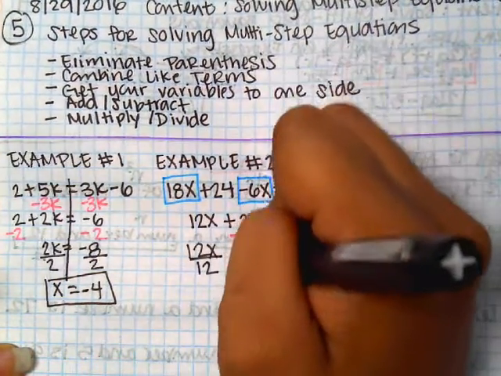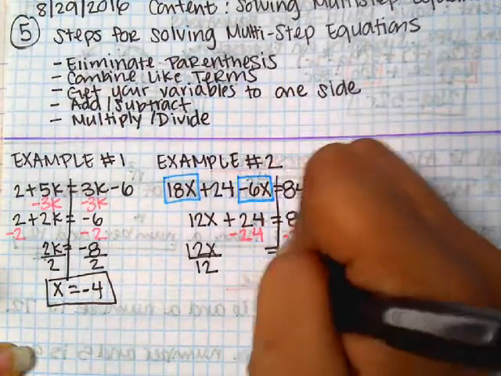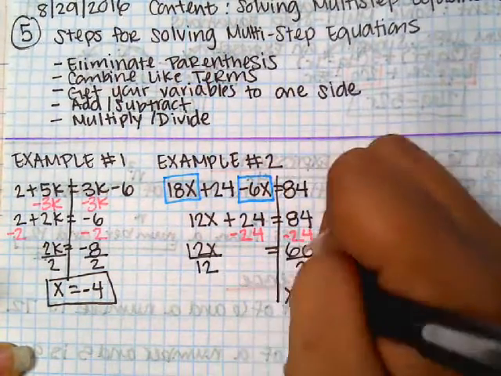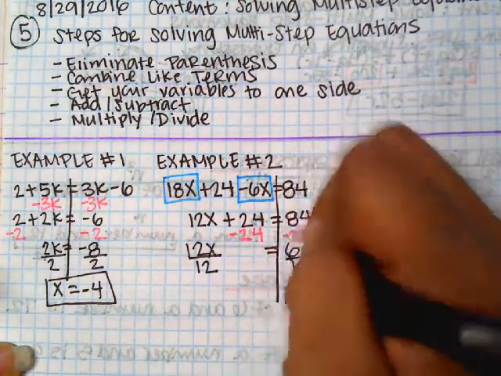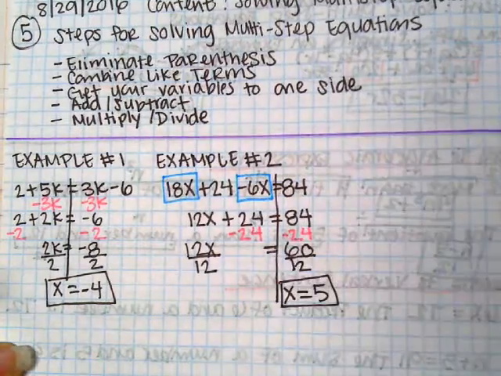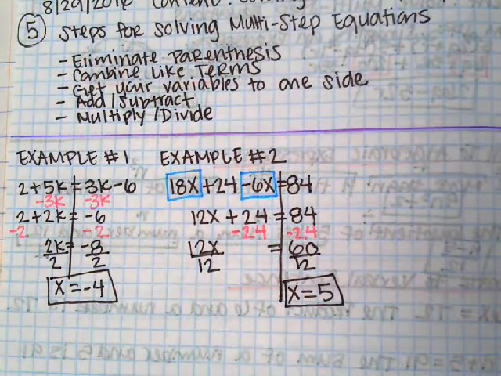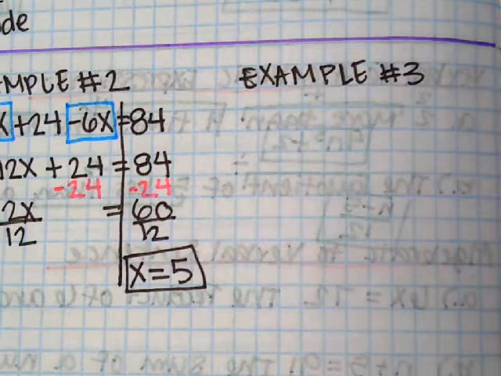So next I have 3 times x is 3x. 3 times 5 is 15. Bring down that minus 9. 2 times x is 2x. 2 times 2 is 4. So we're here. Since we've eliminated the parentheses, let's look at our next step, which is to combine like terms.